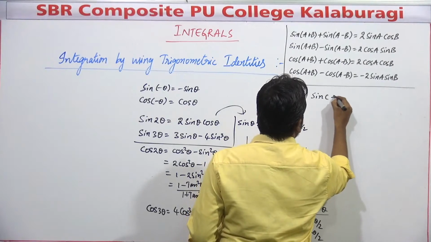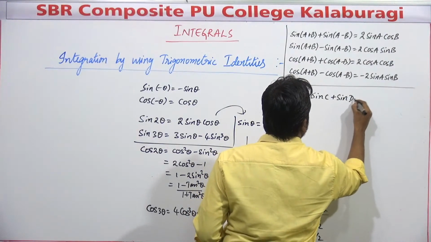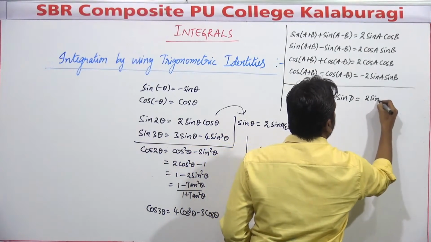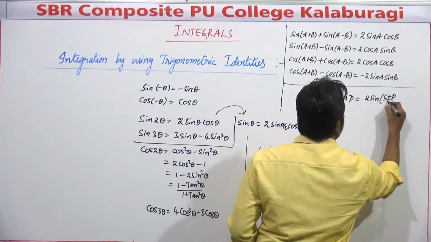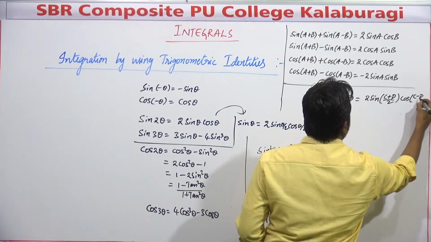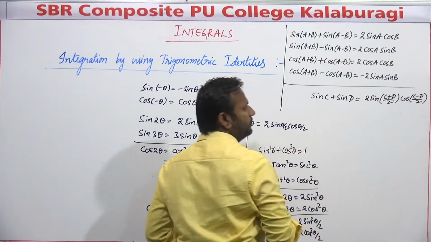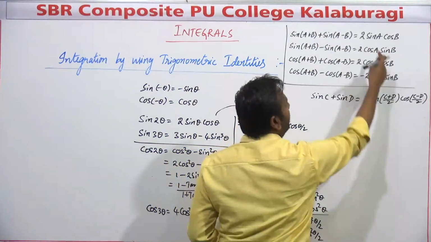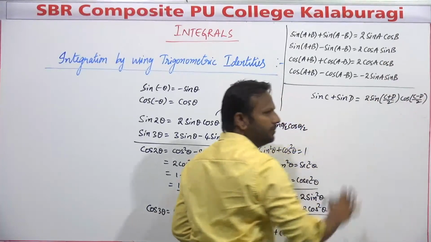Sin c plus sin d, right? It is the same thing here: 2 sin c plus d by 2, cos c minus d by 2. Same as the above 4 things here, right? So instead of a plus b and a minus b, we have c and d there. We have to replace a as c plus d by 2, b as c minus d by 2.